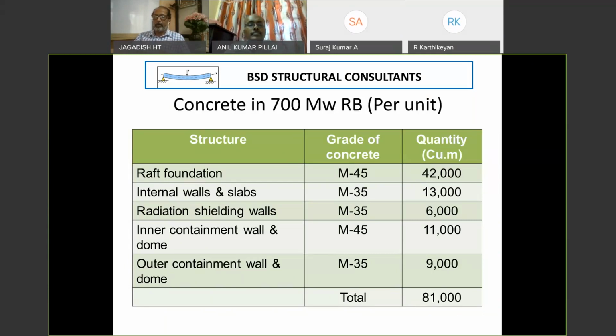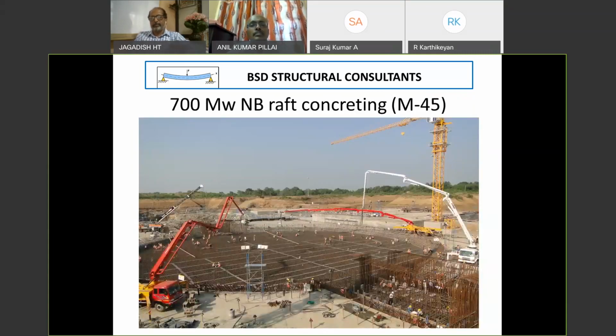Inner containment wall under dome is M45, 11,000 cubic meters. Outer containment wall under dome is M35, it's normal RCC, whereas your earlier one is PSC, prestressed concrete. So yeah, the outer containment is 99,000 cubic meters. All put together around 81,000 cubic meters of concrete per unit of reactor building is what we need. Let us go through some photographs.